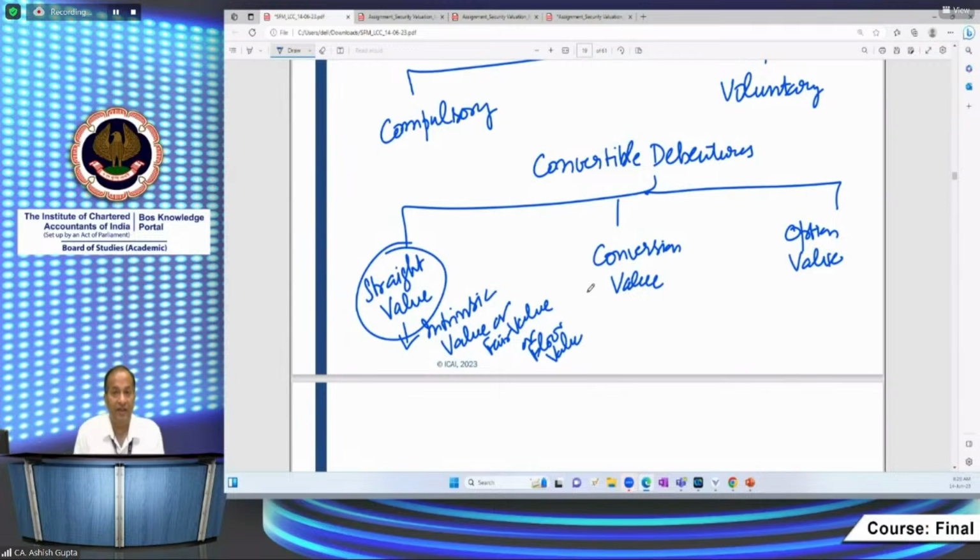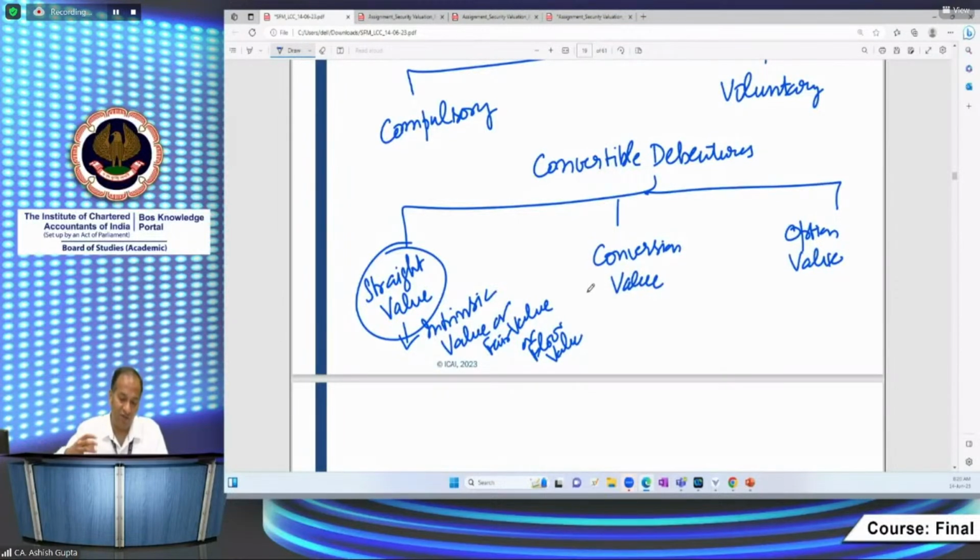Now conversion value implies that this conversion aspect gives the bondholder the right to get converted into equity shares and sell them in the market. So this gives you the value.